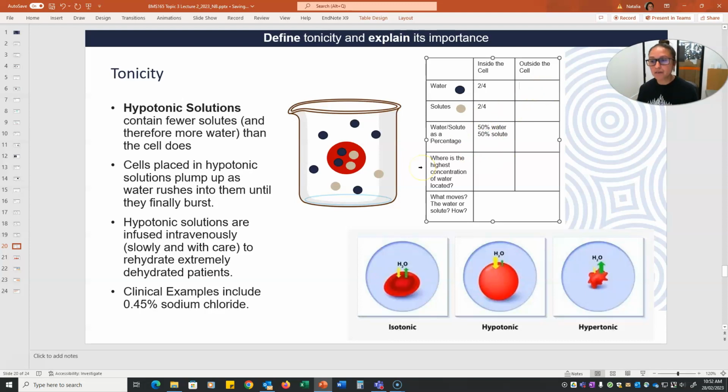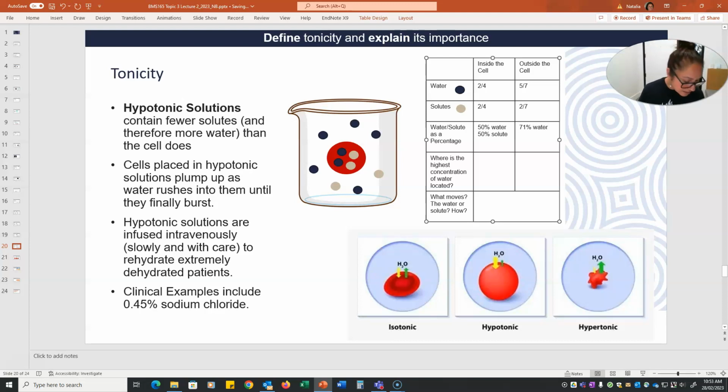How many molecules do we have to begin with? We've got 1, 2, 3, 4, 5, 6, 7. 7 molecules, and 5 of those are water. That means that 2 of those are going to be solid. Let's have a look as a percentage. I've got my calculator here. 5 divided by 7 times 100. 71. So 71% is going to be water.